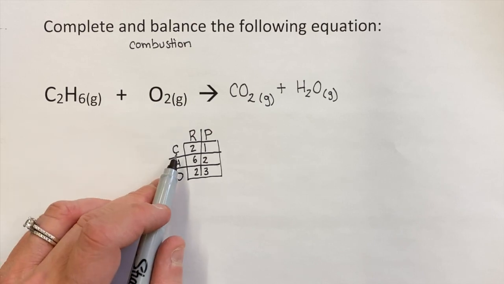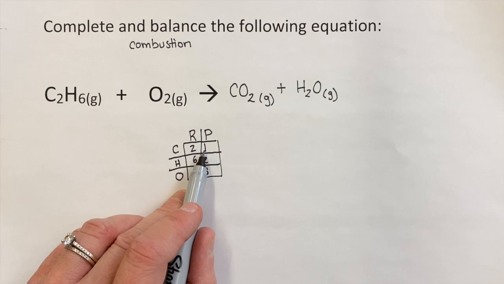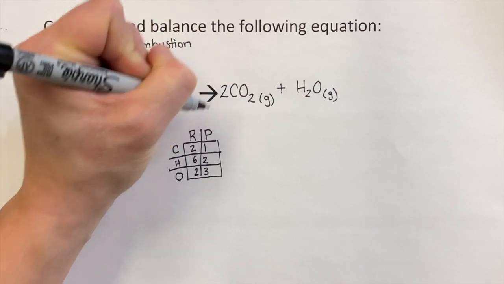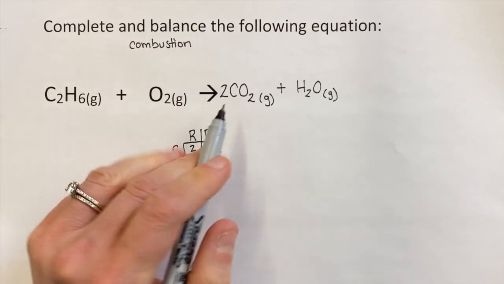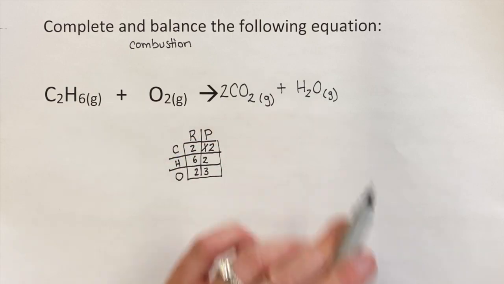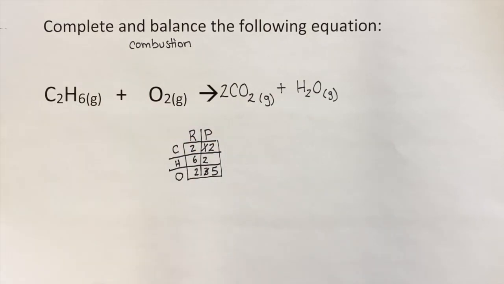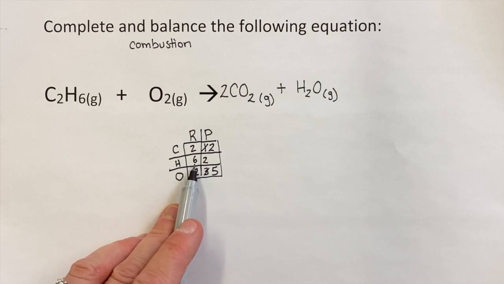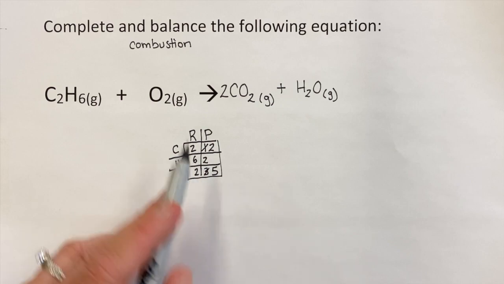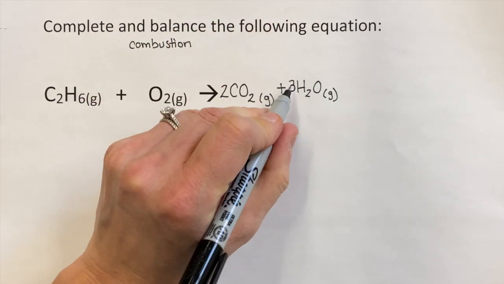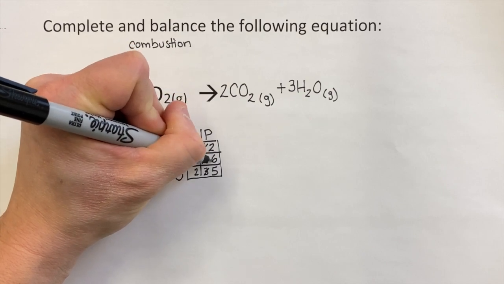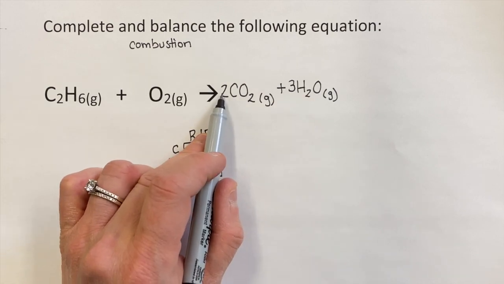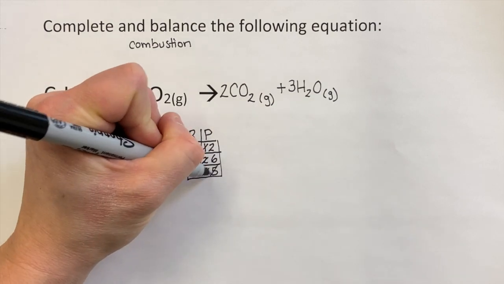So let's start with the carbon. I need to increase the carbon on the product side by multiplying. I need to turn a 1 into a 2. Therefore, I'll multiply by 2. This gives me 2 carbons on the product side, and 2 times 2 is 4, plus 1 is 5 oxygens. For the hydrogens, I need to turn a 2 into a 6. In order to do that, I multiply 2 by 3, so 3 is my coefficient. 3 times 2 is 6, and then 3 times 1 is 3, plus 2 times 2 is 4. That gives me 7.